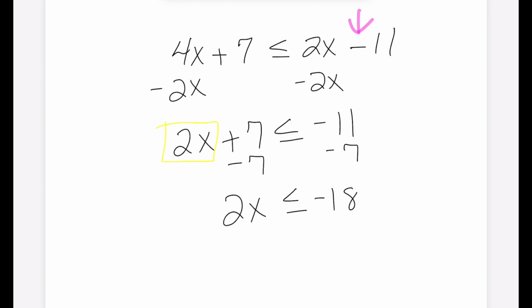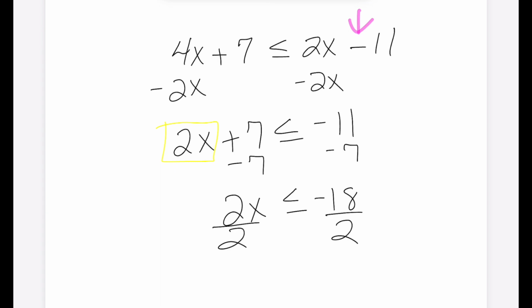Now we're on the last step. We want to get the x by itself, and the x is being multiplied by 2, so I have to divide by 2. I have to do that to both sides. Now here's where I want to talk about the very last step.